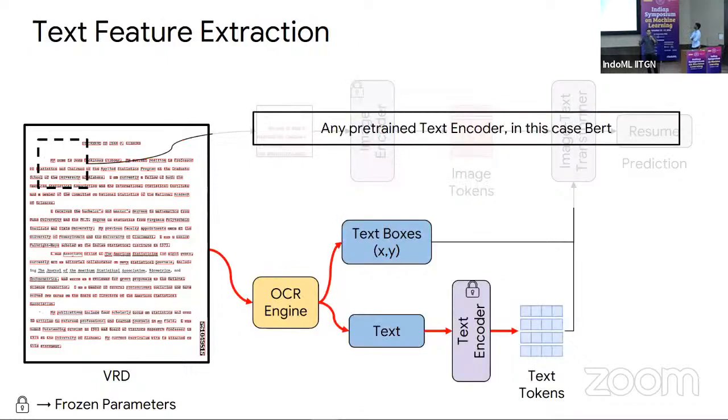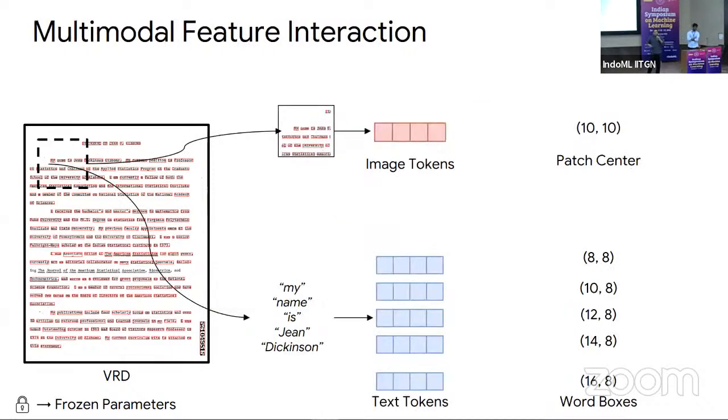And similarly, for the text encoder, we use an OCR engine to first generate the raw text from the document and also the bounding boxes of each and every word present in the document. We then pass the text onto a text encoder to generate text tokens. Before going on to the motivation for our design choices, we have shown an illustration here. So let's say for the given document, we have the image and text tokens for each and every patch and so on, and each and every word as well.